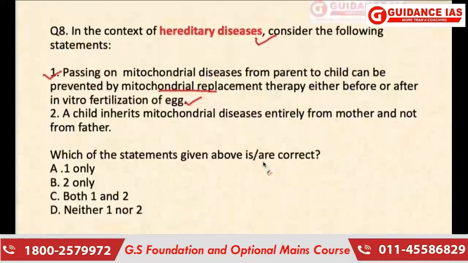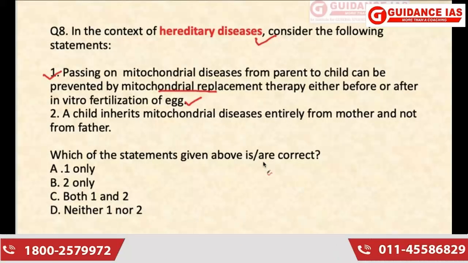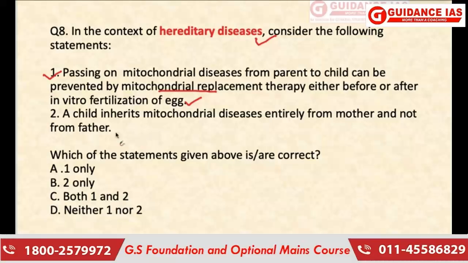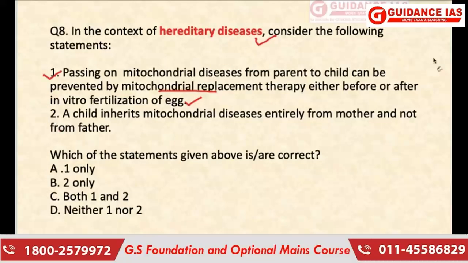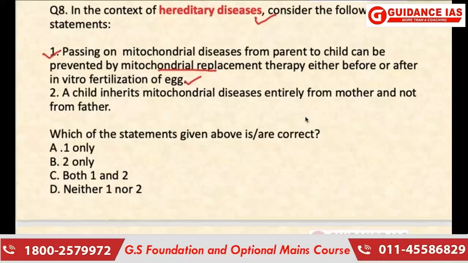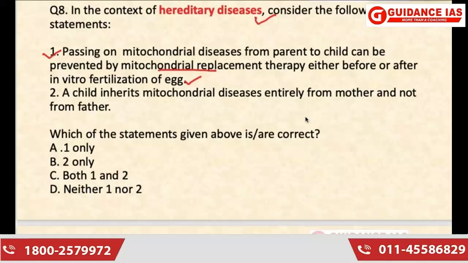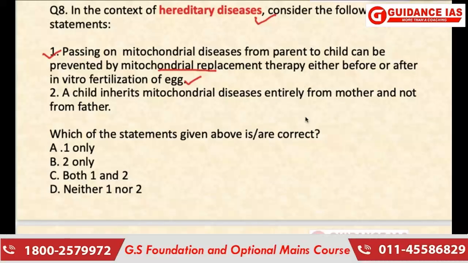Okay, so yeah, the next question, the next option says a child inherits mitochondrial diseases entirely from the mother and not from the father. Okay, so there's a very important point I'd like to mention here, that while the nuclear DNA comes from both the egg and the sperm, mitochondrial DNA जो होता है, the DNA which is present in the mitochondria is largely passed on from the mother's egg only, ठीक है? So father does not have any kind of role in it.